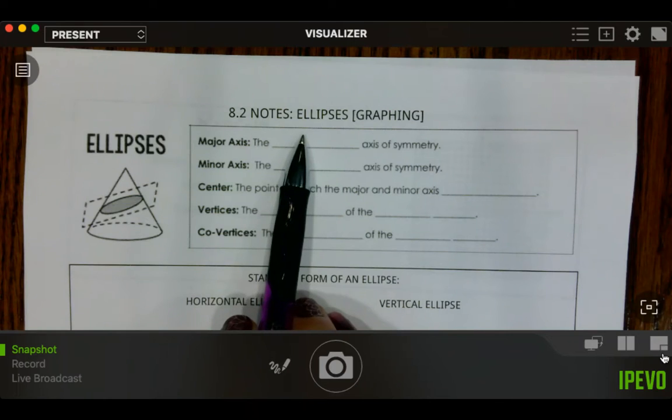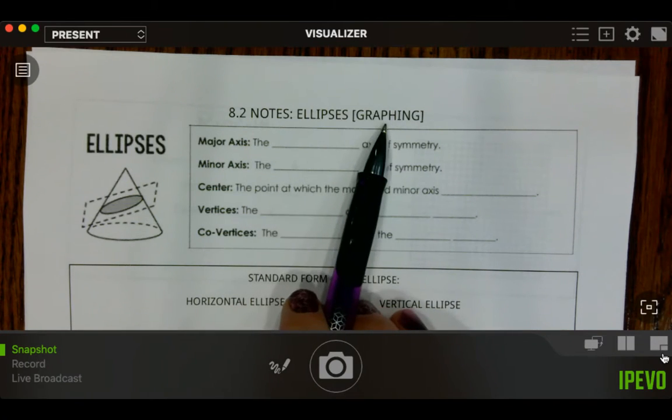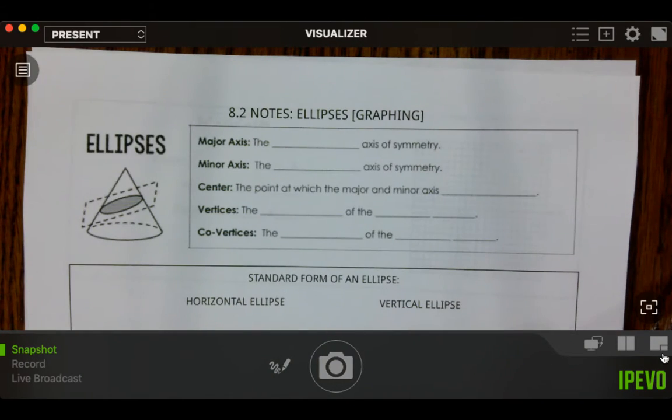We're going to be talking about ellipses. Today we're going to talk about how to graph them, and next time we're going to actually talk about how to write the equations. So we'll be talking about these for 2 days.